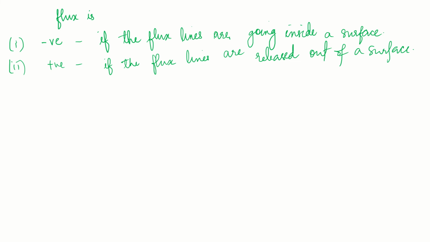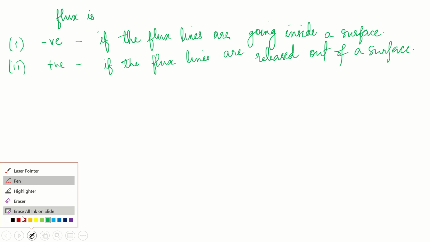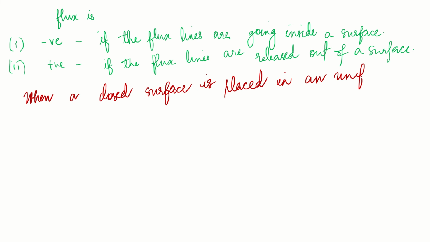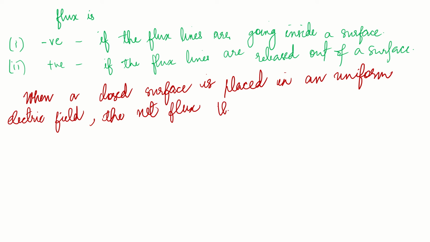And then another thing which you must note down is, when a closed surface is placed in a uniform electric field, the net flux through it will be 0.